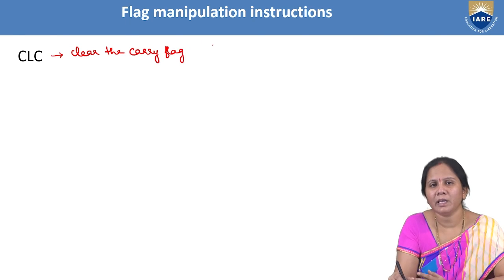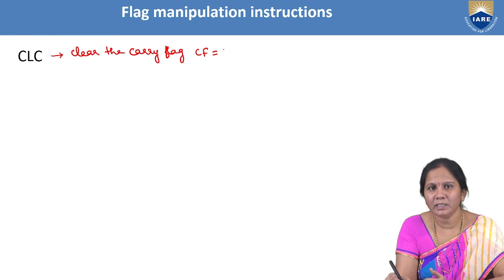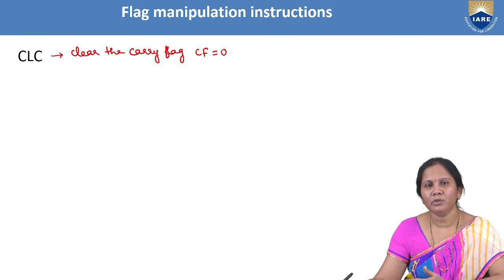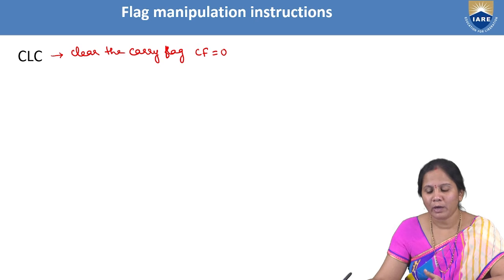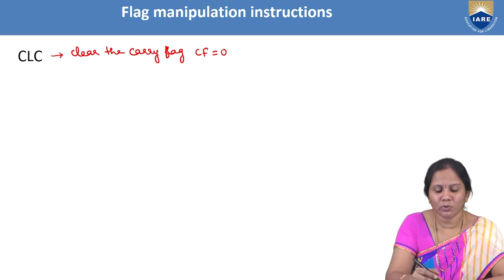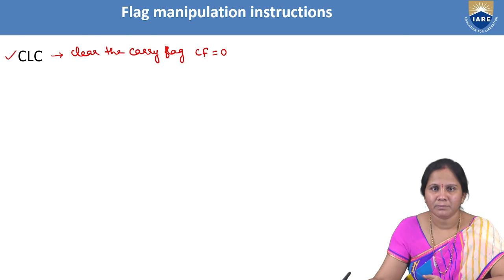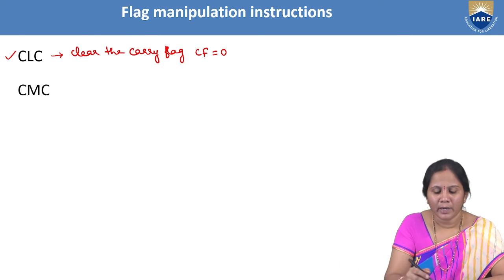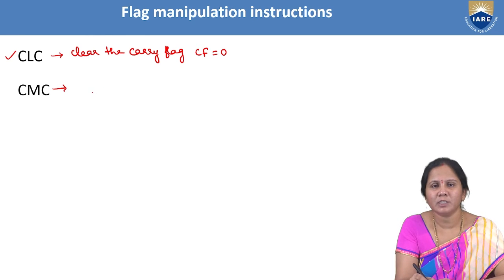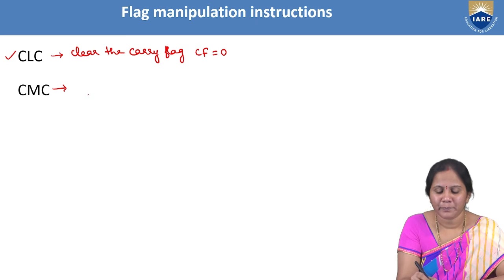Generally the carry flag is represented with CF or C. Clearing the carry flag means CF will be equal to 0. If you want to clear the carry flag, you have to set the CF bit in the flag register format to 0, and we do that by executing the instruction CLC. The next flag manipulation instruction is CMC. CMC represents complement the carry flag.